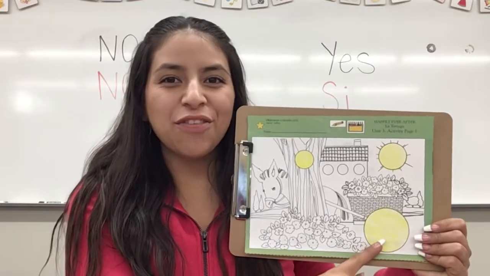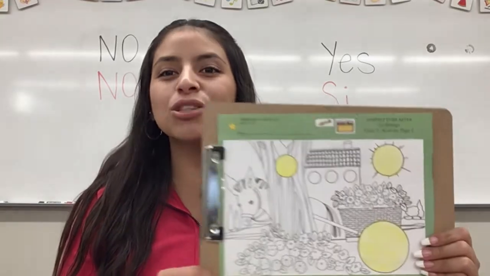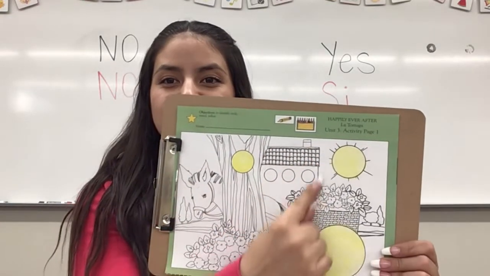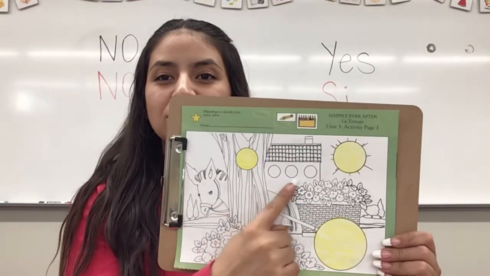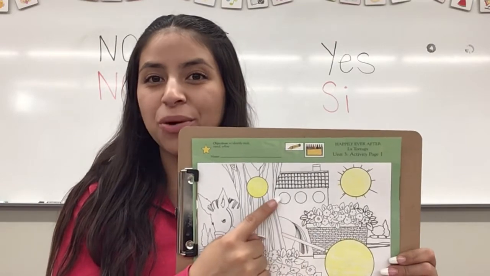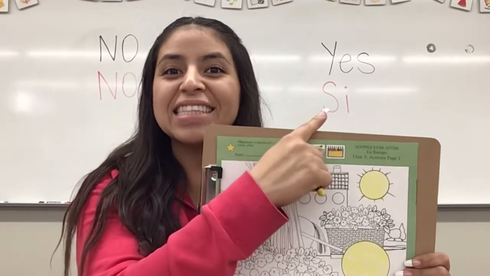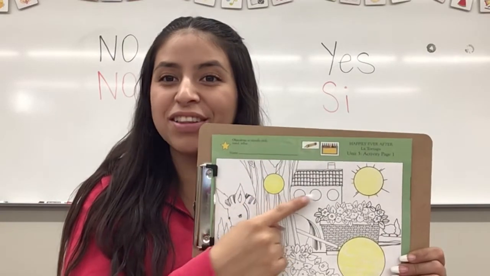Alright TK, now that you finished coloring your wheel, I'm going to move on to our next question. In our next question, I want you to look at the house. Go ahead and look at the windows. Are these windows in the shape of a circle? Sí or no? Sí, right? I think they are in the shape of a circle.